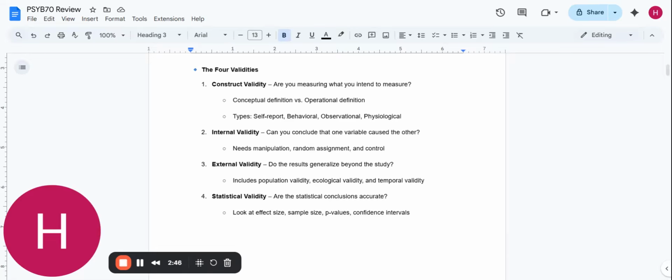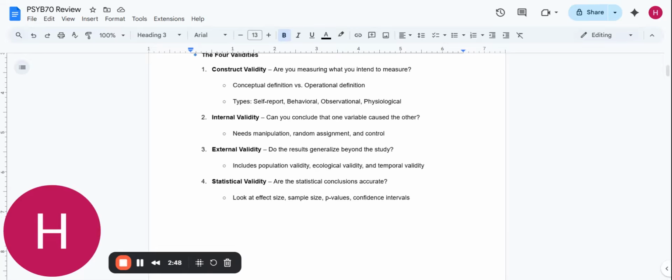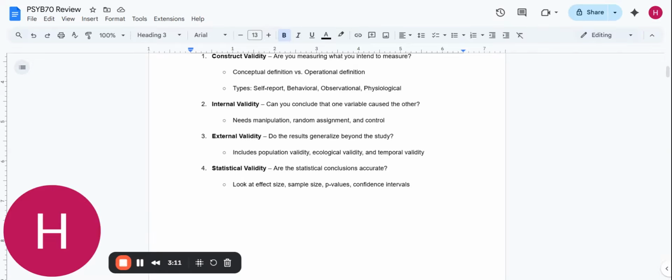The next one is internal validity. So internal validity actually focuses on the variables and it asks, can you actually conclude that one variable caused the other? So you need to check if, for example, you have random assignment, what is your control group? So it's more focusing on the study itself and whether we can make conclusions on different variables.